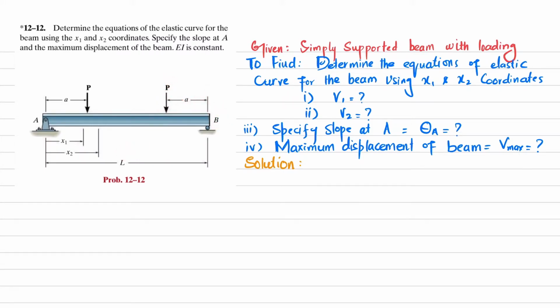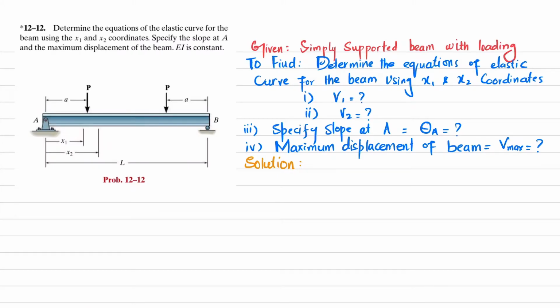So you have to find the equation of the elastic curve for coordinate x1, which is v1, and the equation of the elastic curve for coordinate x2, which is v2. And also you have to find the slope at A and the maximum deflection. Due to this loading, the beam will deflect like this. So we have to find that. Let's start with the solution.